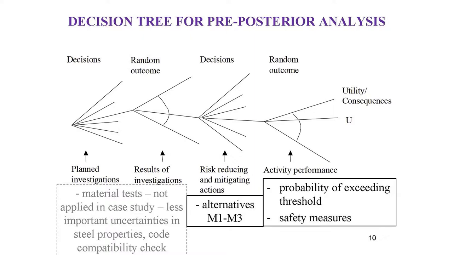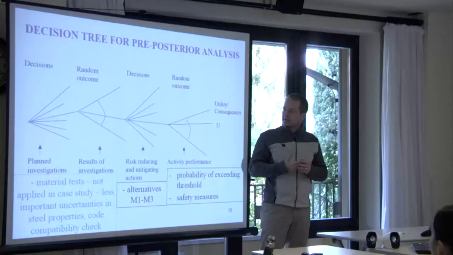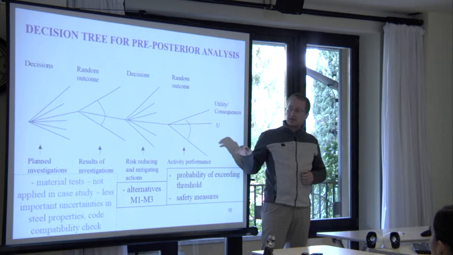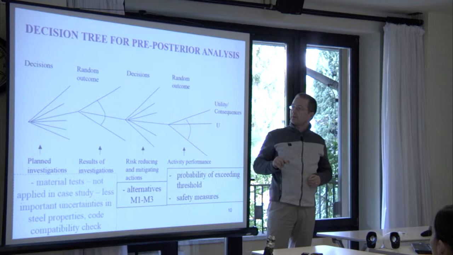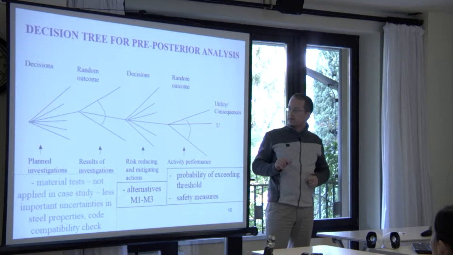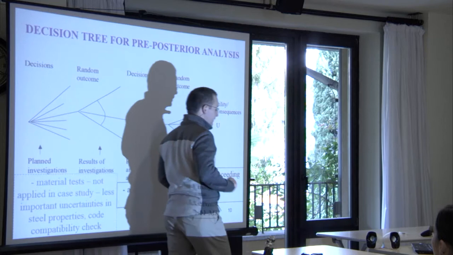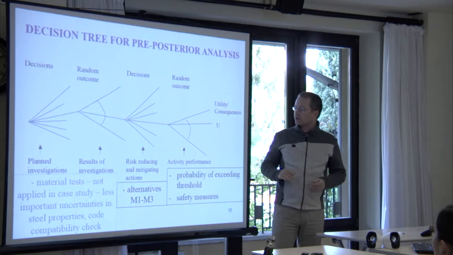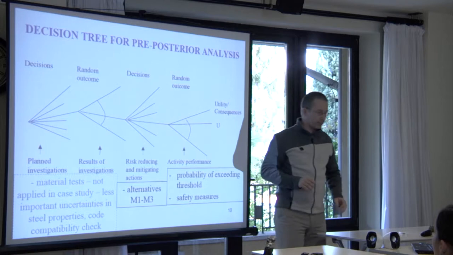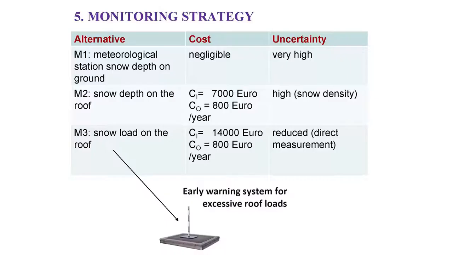So we compared actually four alternatives: no monitoring, and then three alternatives of monitoring, to consult the ground snow loads with the nearest meteorological station, to have snow depth measurement on the roof, and snow water equivalent measurements on the roof. Everything is available on the market or in the local meteorological service. So this is the first decision. The second decision is what to do if some threshold is exceeded. And then we considered two alternatives, either to clean the roof or to close temporarily the stadium.